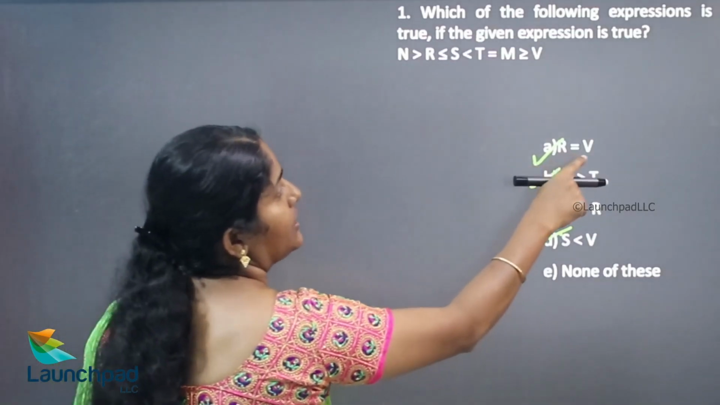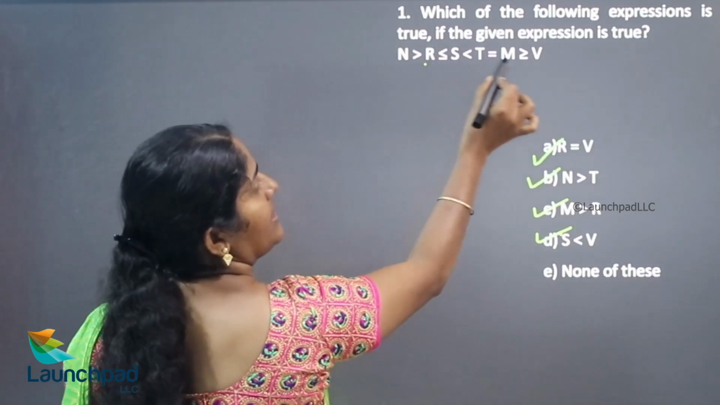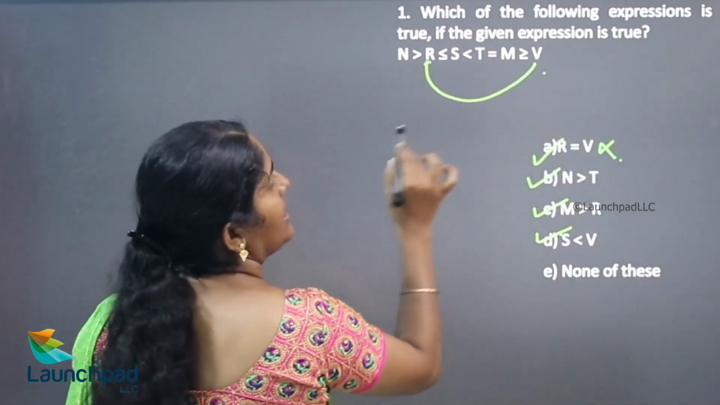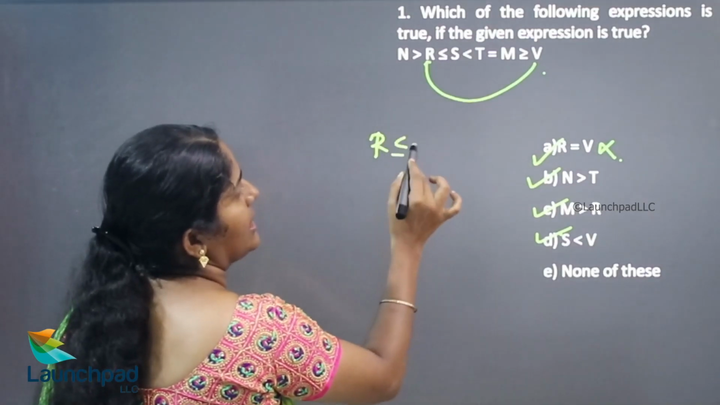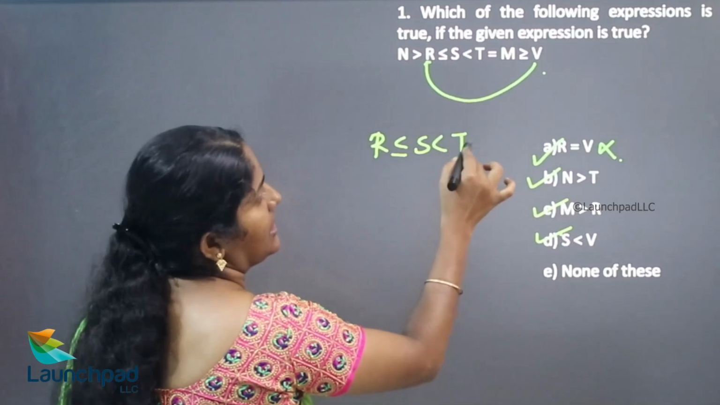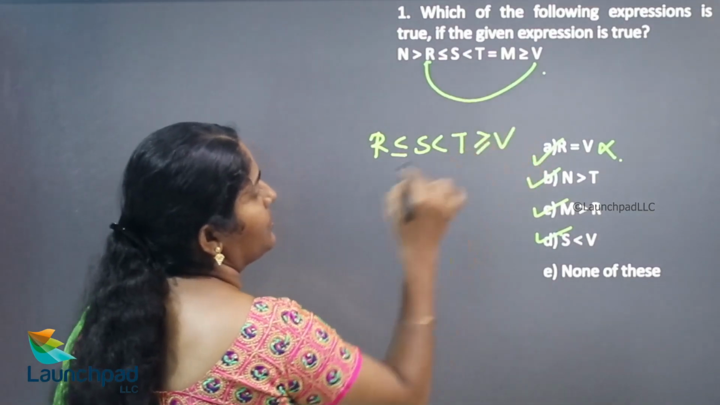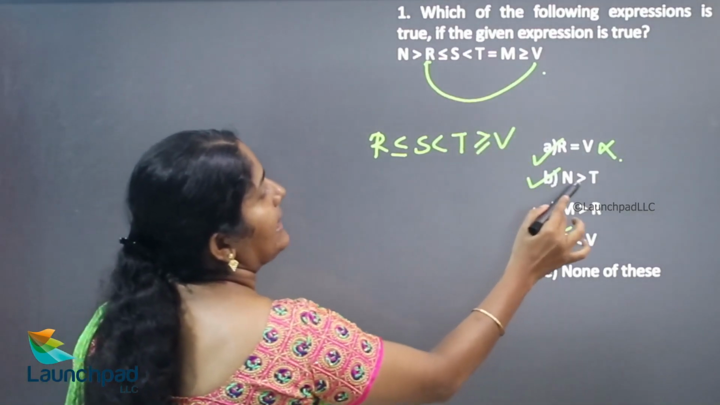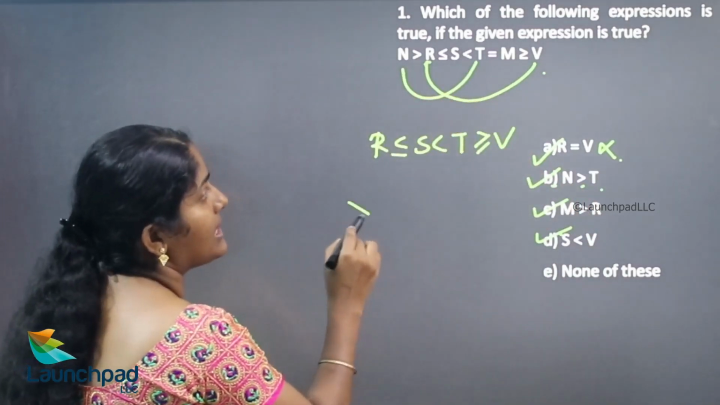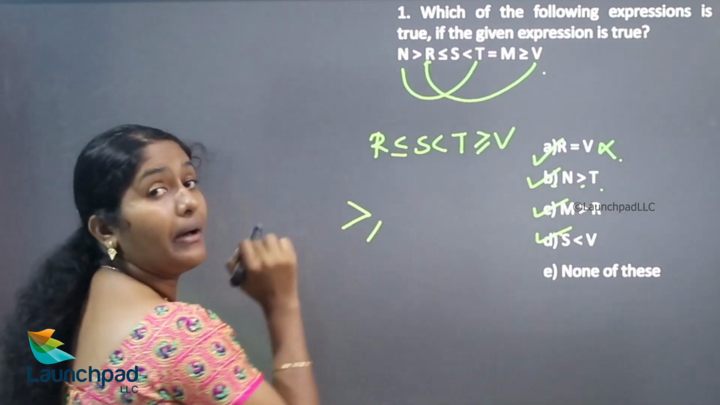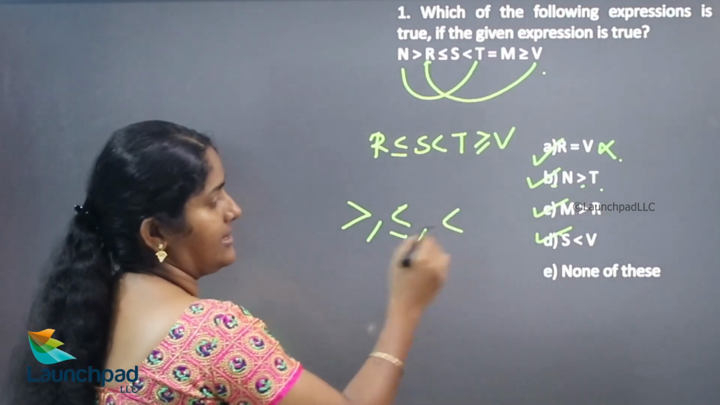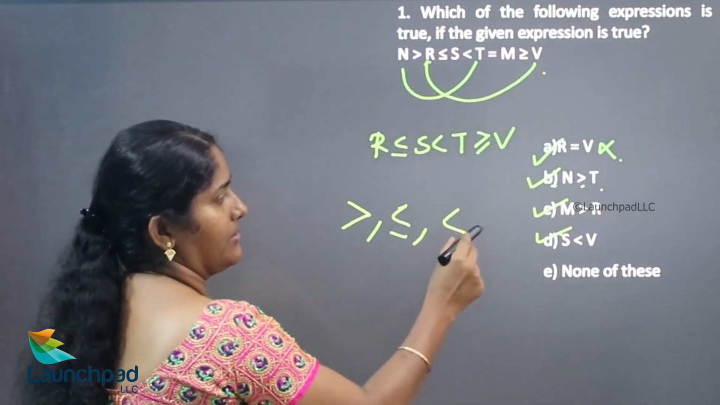R is equivalent to V. Is there any relation where R and V are equal? No. So what is the relationship between R and V? R is less than or equal to, yes, less than T. T is greater than or equal to V. Now, N greater than T, is there any relationship between N and T? What are the symbols we are getting while comparing N and T? Greater than, less than or equal to, less than. No, here there is no common symbol.